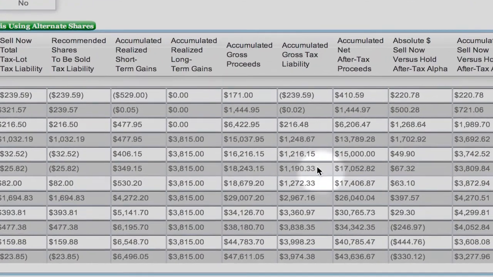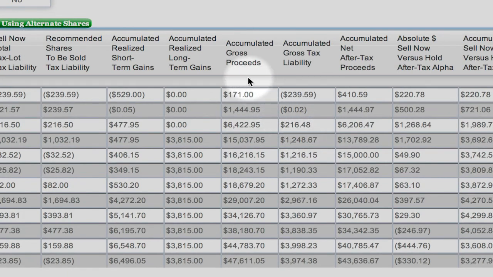Next, we have the accumulated gross proceeds. It is the sum of the market value generated from the sale of the current tax lot plus all of those sold higher in the ranking process. If an investor is trying to raise a particular amount of sale proceeds, then selling the number of shares in the shares to sell column for the subject tax lot, plus all those ranked above, would allow the investor to generate those gross proceeds in the most tax-efficient manner. To the right is the accumulated gross tax liability.